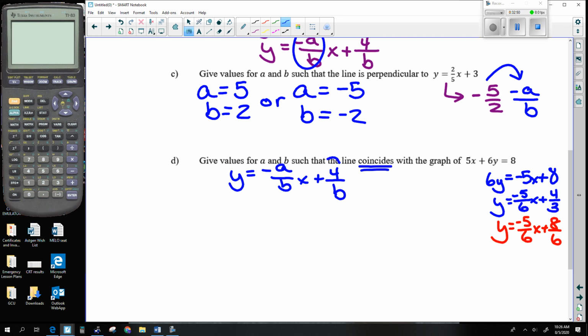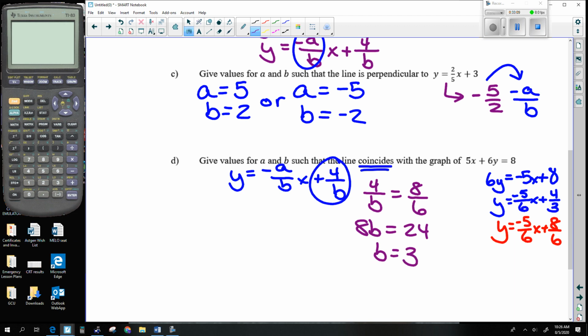Again, I need to start with this second piece. I need to make 4 over b equal to 8/6. So this has to happen. So 8b is equal to 24, b is equal to 3. It has to happen that way. Otherwise, I can't make that y-intercept be the same. So b has to be equal to 3.